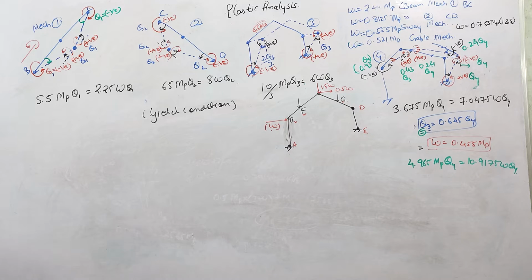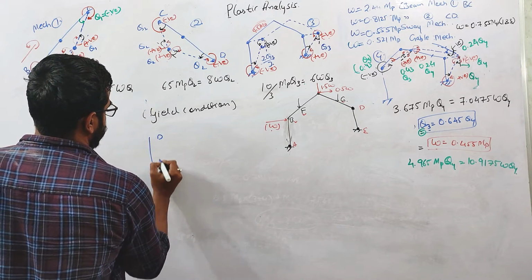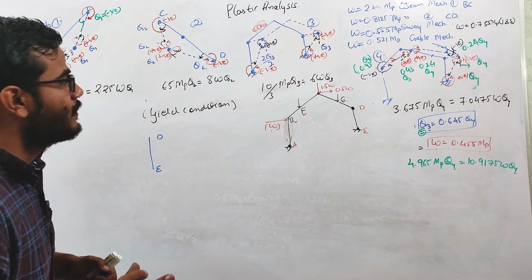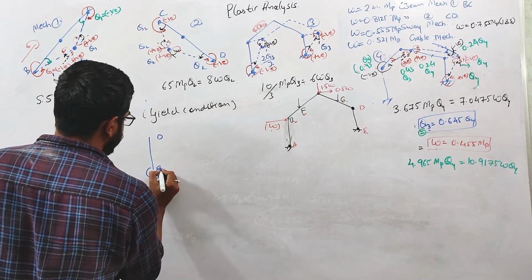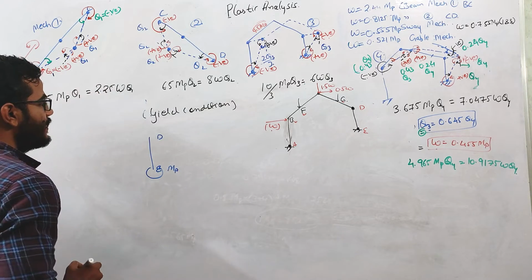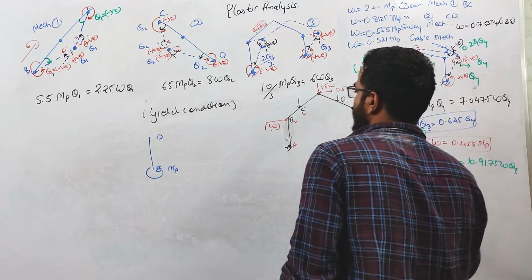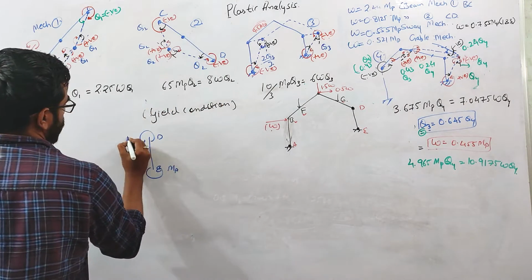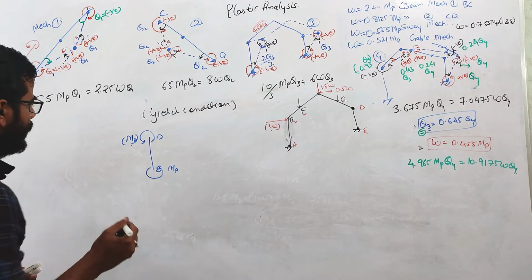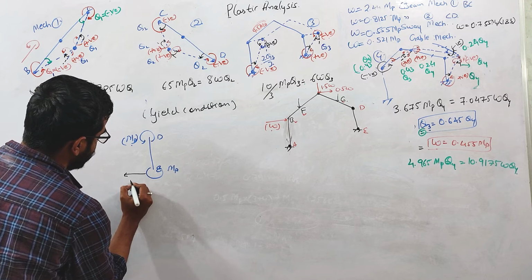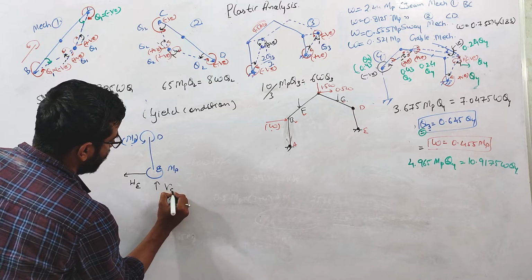So now let us first consider this column DE. For column DE, the plastic moment is acting in this anti-clockwise direction, which we have already discussed. So this is MP. At D point again, the plastic moment will be acting in anti-clockwise direction, so again this will be MP. At this point, there will be some horizontal reaction, let us suppose HE, and one vertical reaction, VE.